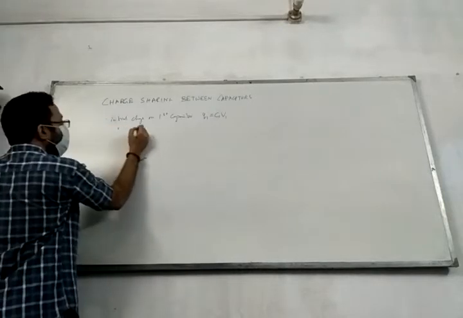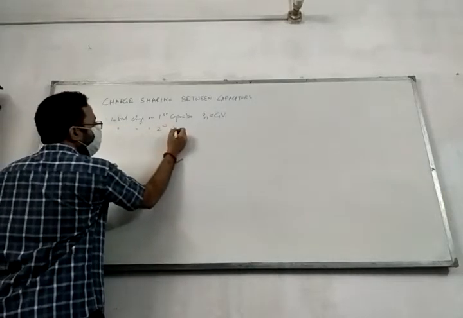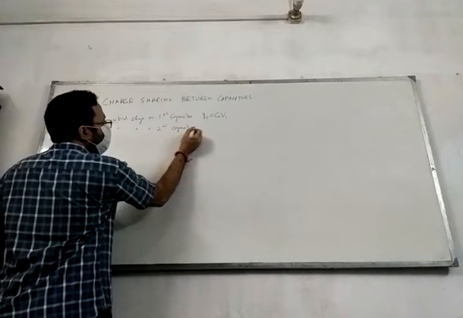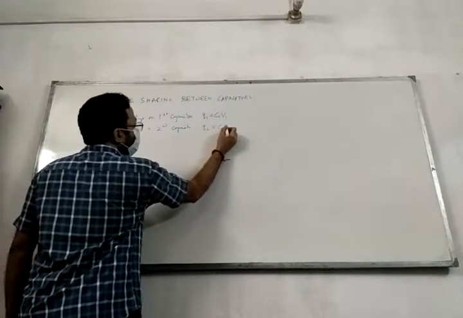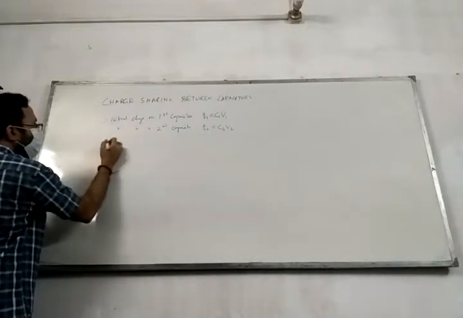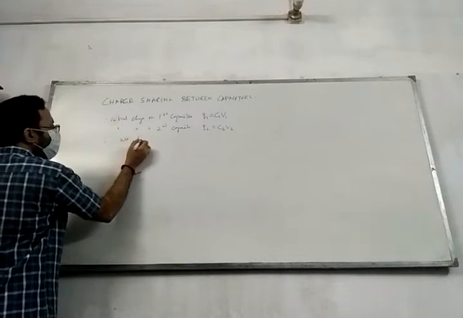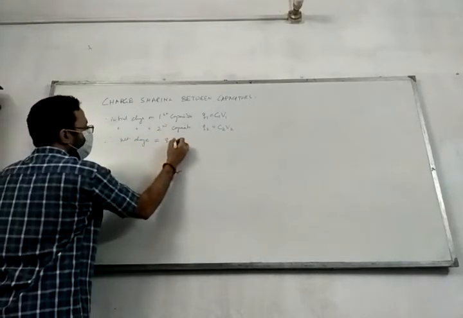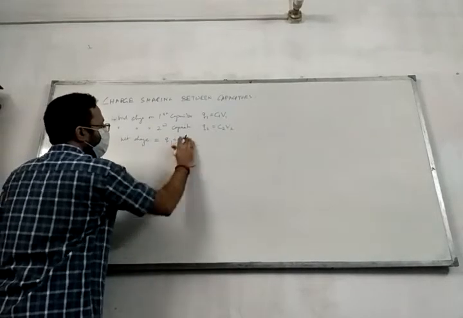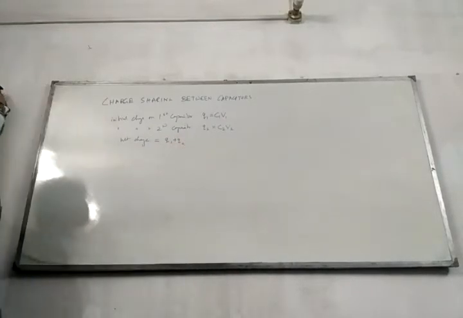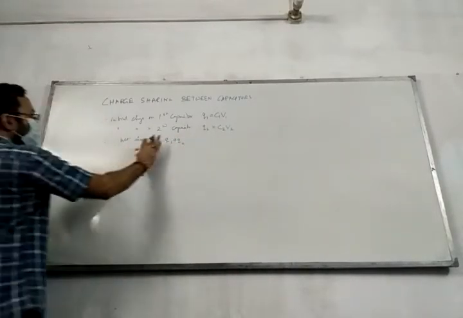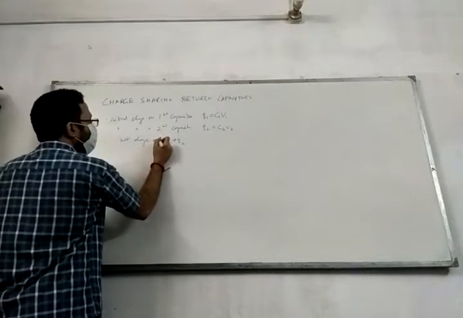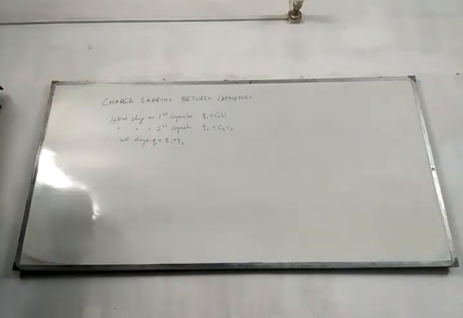Similarly, what is the initial charge on the second capacitor? Q2 is equal to C2 V2. So what is the net charge? Obviously, charge is conserved and it can be arithmetically added. The net charge is Q1 plus Q2. Let us write it as Q: Q is equal to Q1 plus Q2.